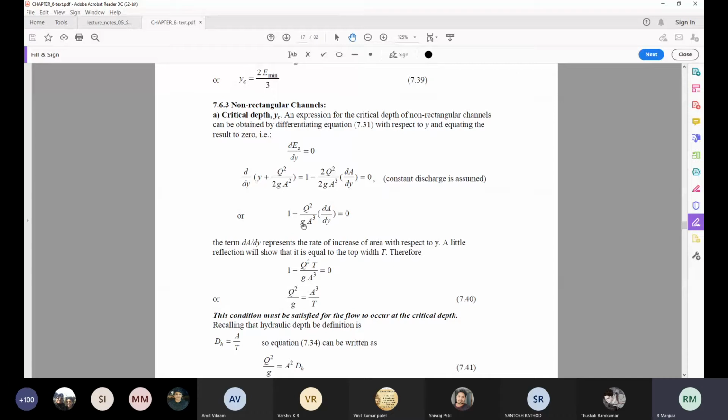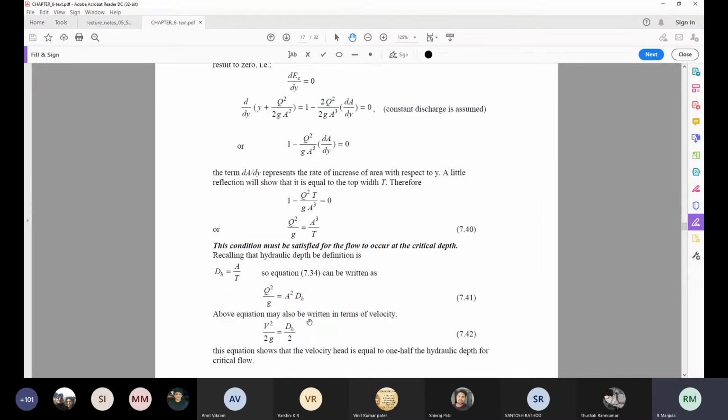Then 1 minus Q square into dA by dy, which is T, divided by g into A cube is equal to 0. And Q square by g is equal to A cube by T. So please remember this condition. This condition is important. This must be satisfied for the flow to occur at the critical depth. So for a non-rectangular channel, this equation 7.40 must be satisfied: Q square by g is equal to A cube by T.